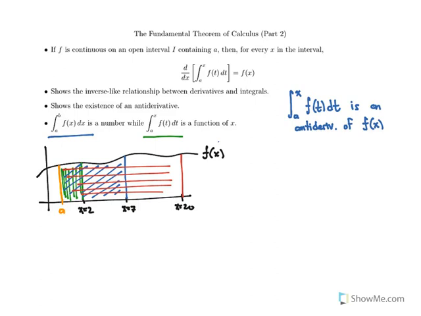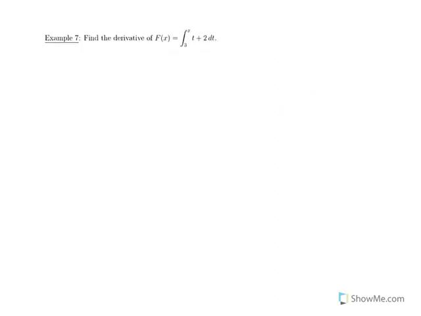When we're thinking about how to do problems with the second part of the fundamental theorem of calculus, there's really only one kind of problem we're going to deal with, and that is to find the derivative of some function like capital F of x here, which is the integral from 3 to x of t plus 2 dt. The second part of the fundamental theorem of calculus says that this is going to be equal to just x plus 2. It's like we're replacing the t with x.